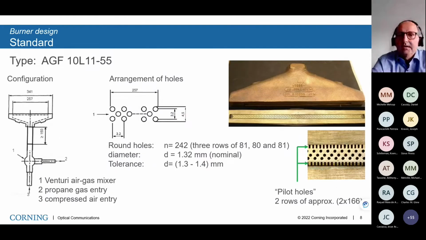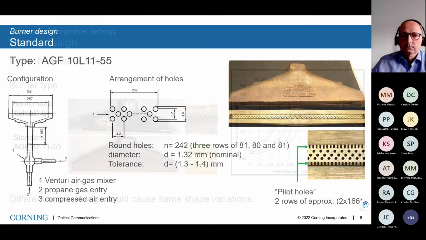Let's have a look at the parameter settings that can influence the flame shape, starting with the burner design. The standard recommends a suitable ribbon burner from supplier AGF. The drawing on the left shows the configuration of a burner with a Venturi mixer and the general burner dimensions. The drawing in the middle shows the arrangement of burner holes with the number of holes, the nominal hole diameter, which is 1.32 millimeter, as well as the tolerance range. Typical for the AGF burner are so-called pilot holes, which are located above and below the center holes, as shown in the picture on the right below. The flame from the pilot holes supports the flame from the main center holes, which improves the flame stability.